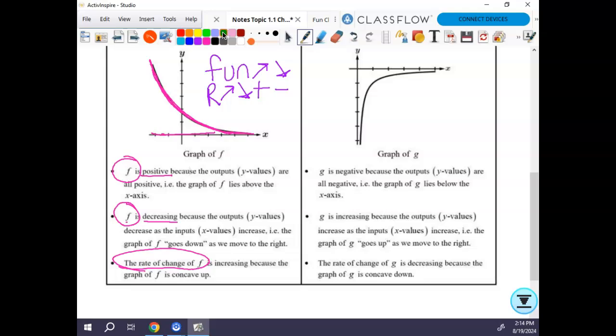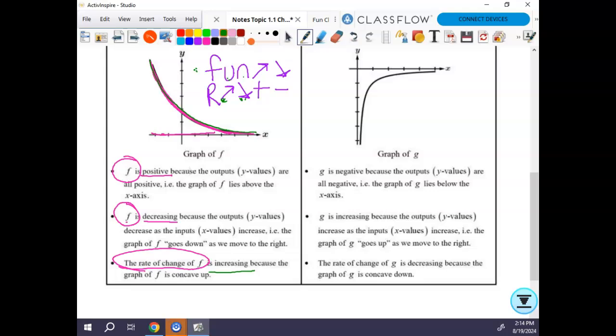Okay, so rate of change. I want to know if it's increasing or decreasing. If I want to know if the rate of change is increasing or decreasing, I look at the function, and the function I want to know, is it concave up or down? So is this function right here concave up or down? Up. It is concave up, therefore the rate of change is increasing. And that's what it says right there.